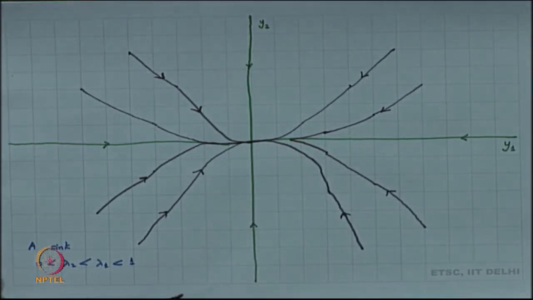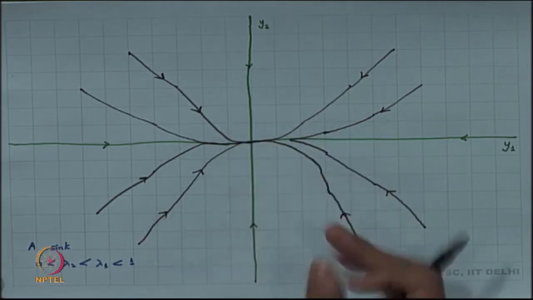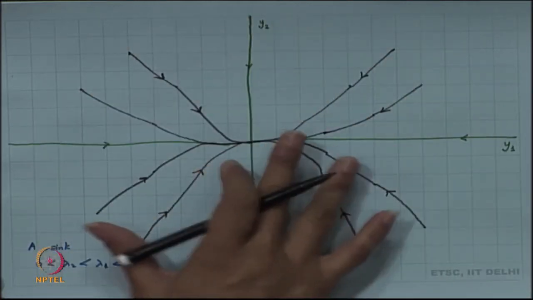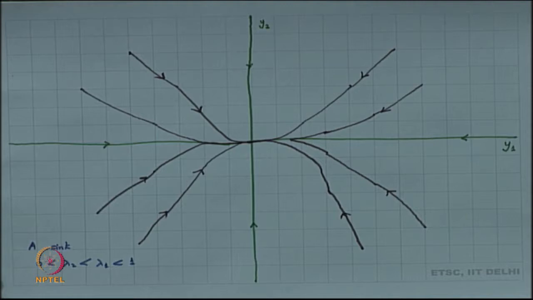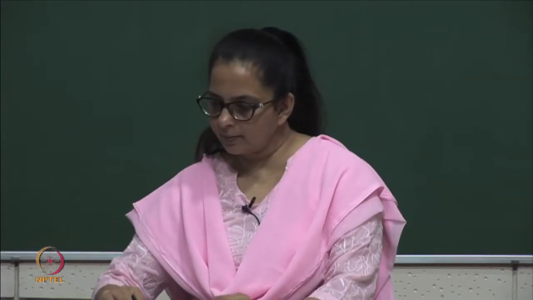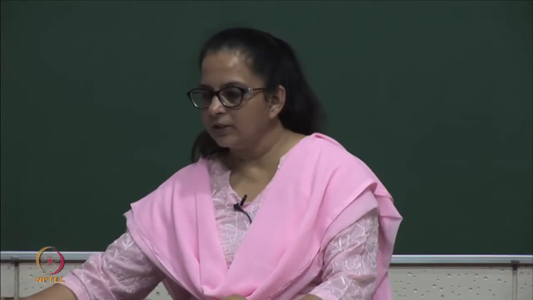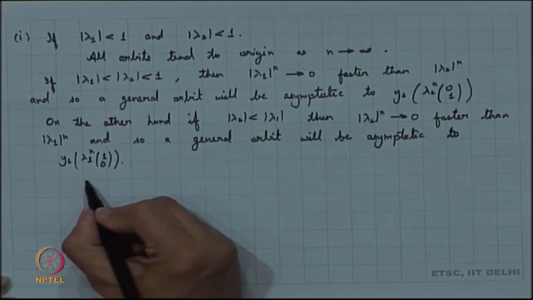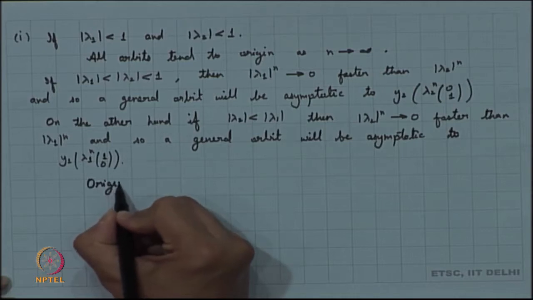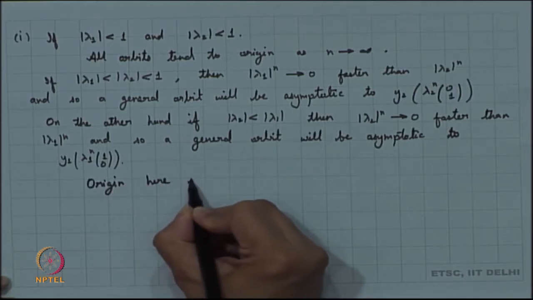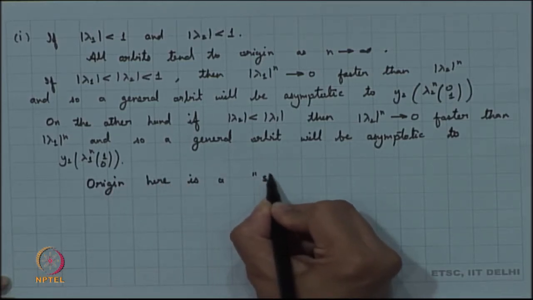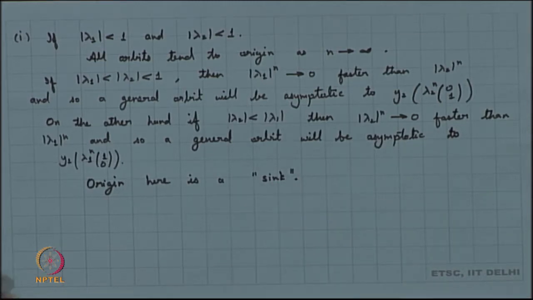So, here also your origin happens to be a sink, but the behavior is different from the previous case. So, this is basically the behavior when you have both eigenvalues less than 1, but then the difference in behavior happens when one is less than the other. So, all we can conclude here is that the origin is a sink. Whatever be the case, the origin is a sink. The origin is the only fixed point and the origin here is a sink.